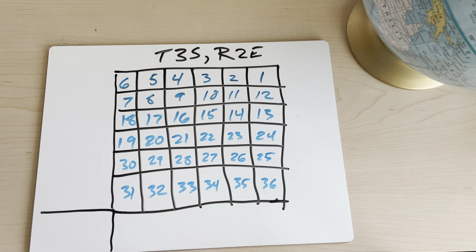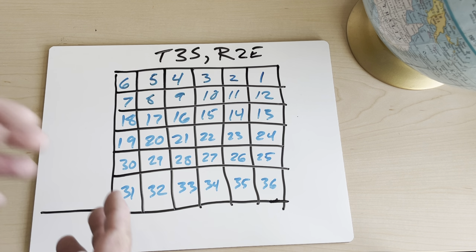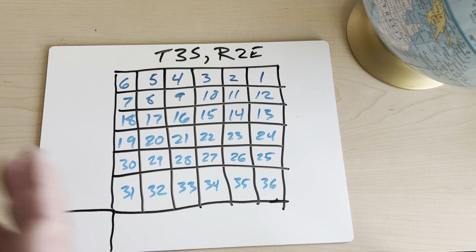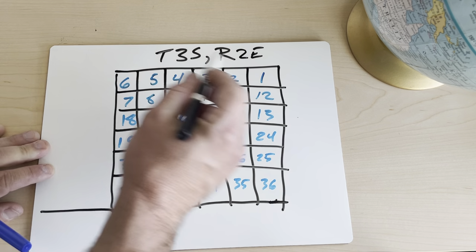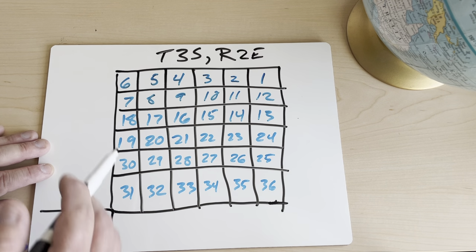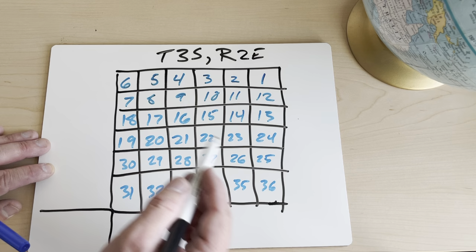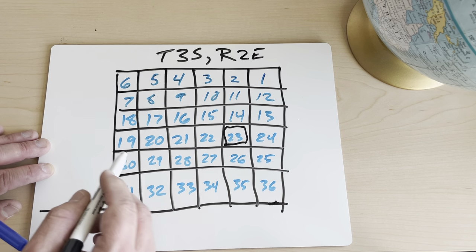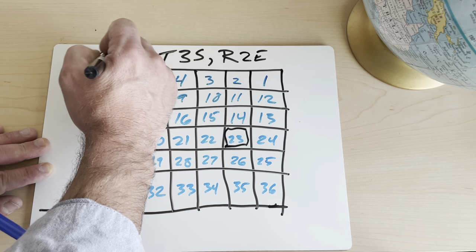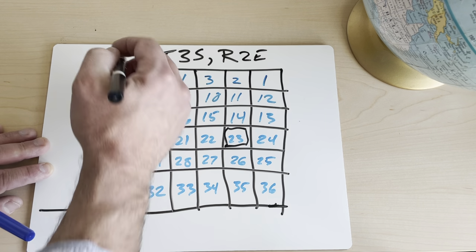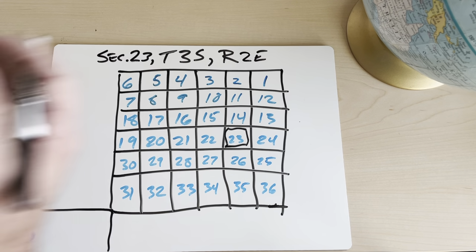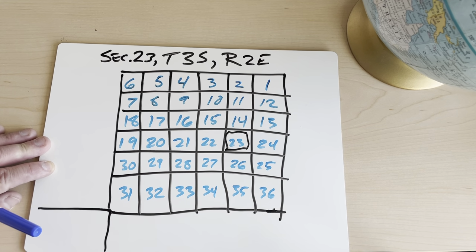Okay? And then from here, each of these sections gets its own address, right? Its own specific location here in the system. So all of these are Township 3 South, Range 2 East. Let's say this one specifically, right here, would be section, we'll just do SEC, typically, 23, comma, Township 3 South, Range 2 East.